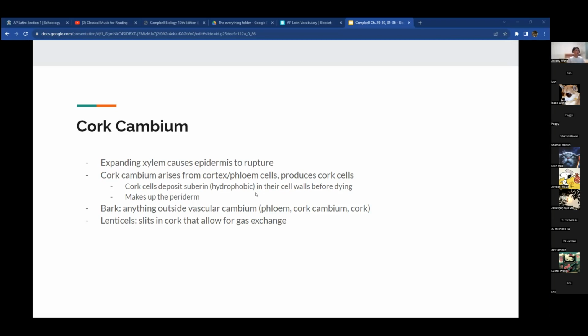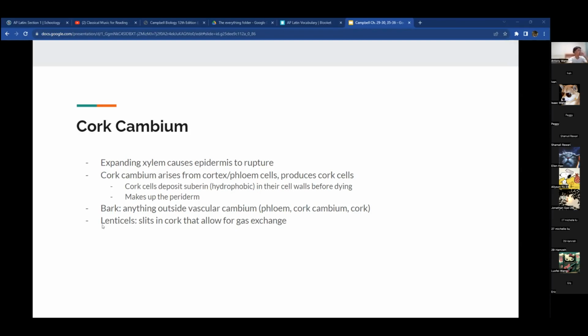One misconception is that you might think that only the cork cells make up the bark. That's actually not true. Bark is definitionally anything outside the vascular cambium. So bark includes phloem, cork cambium, and the cork cells. So it's all three of these, right?